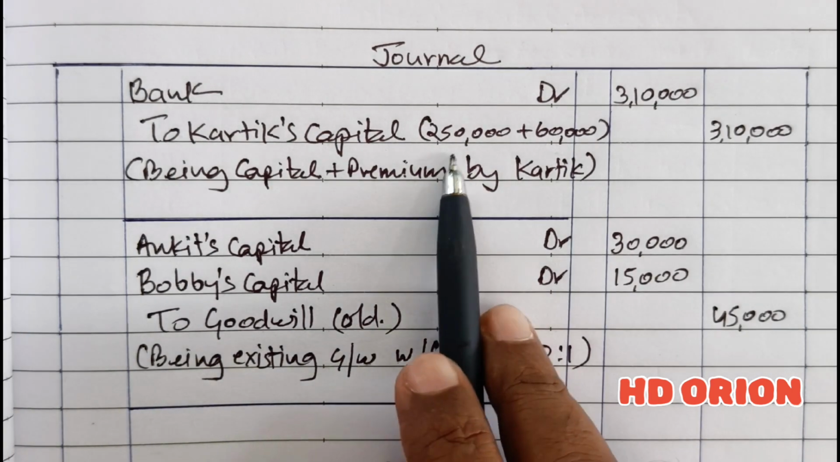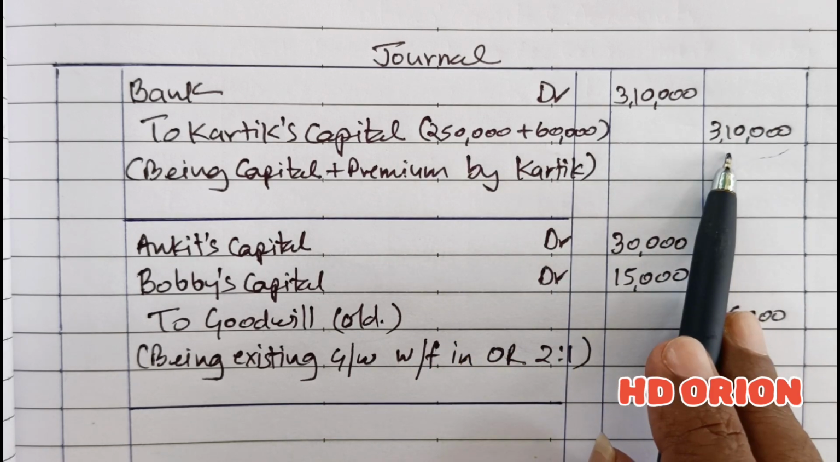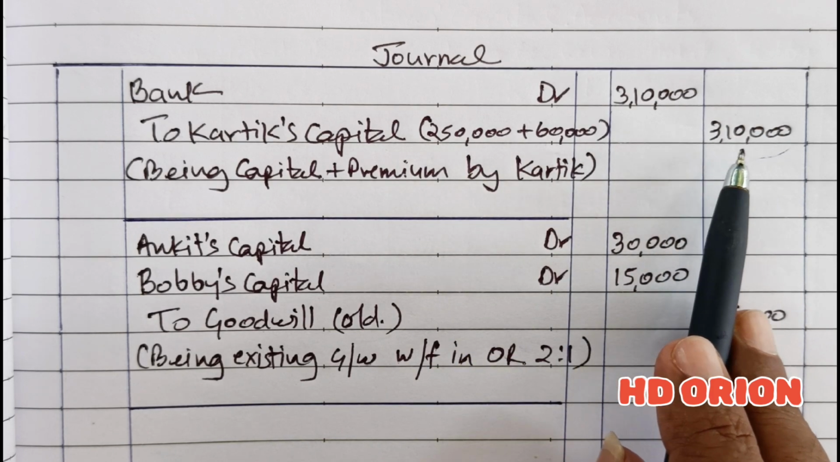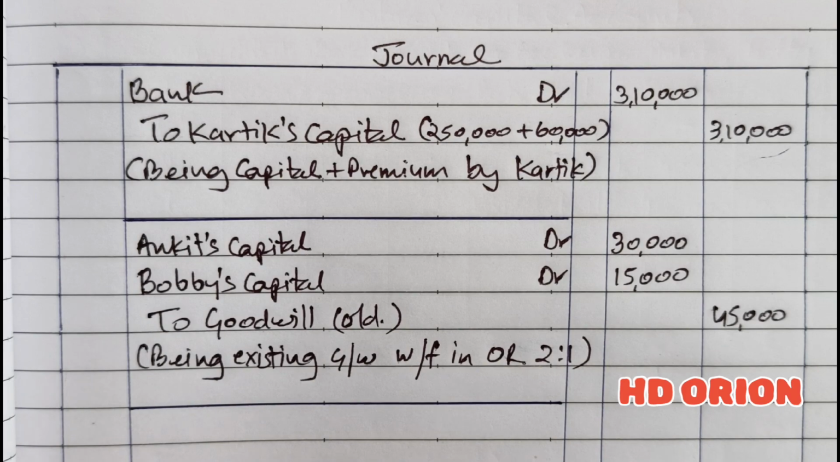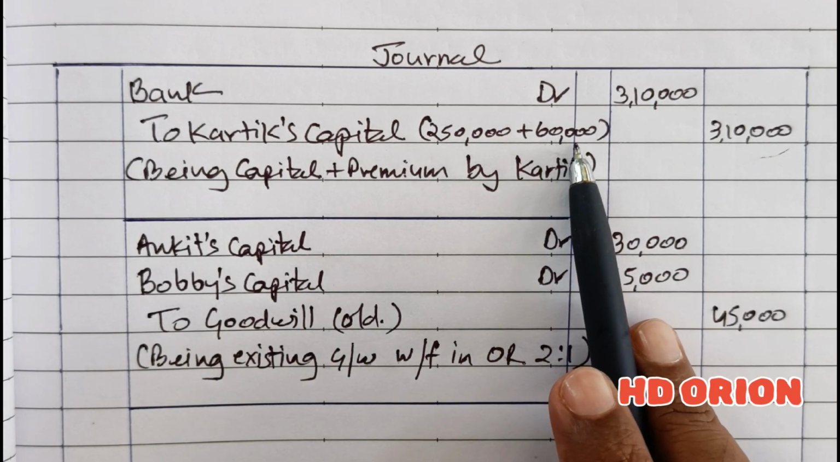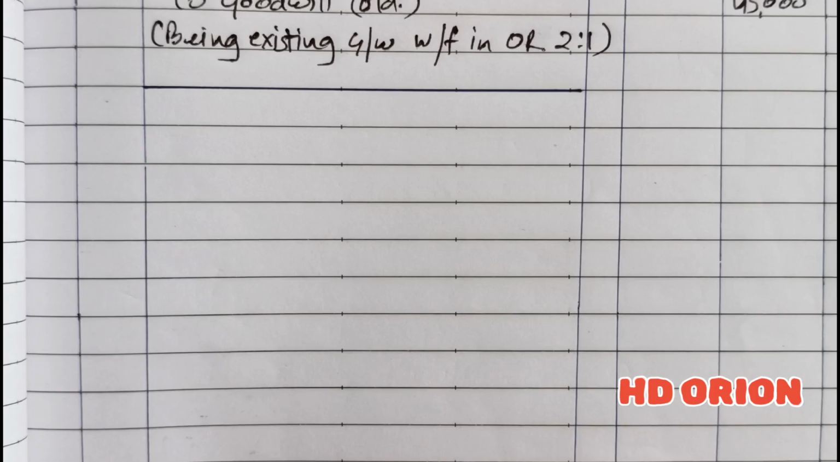Now one should understand that new partner Karthik's goodwill is included in this amount of 3,10,000. The treatment of it will be at the time of writing off the goodwill, because the question has asked us to raise the goodwill and write it off. So that 60,000 will be adjusted at the time of writing off the goodwill. So let us raise the goodwill first.